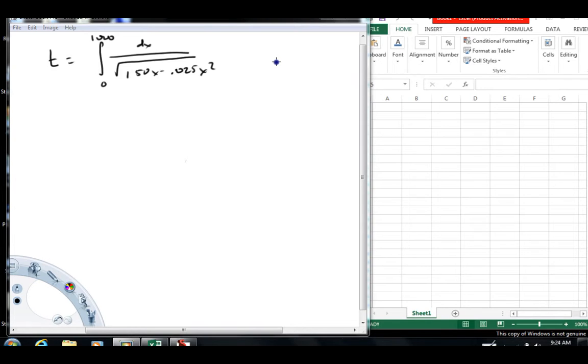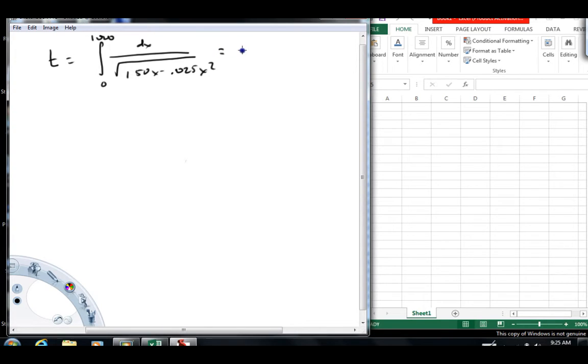So we've gotten this far. T equals the integral from 0 to 1000 of dx over the square root of 150x minus 0.025x squared. And this thing's probably integratable. I'm thinking a trigonometric substitution. Generally speaking, I usually recommend this: if something kind of looks like the Pythagorean theorem, a trig sub probably will work. However, I'm going to go ahead and integrate this numerically.